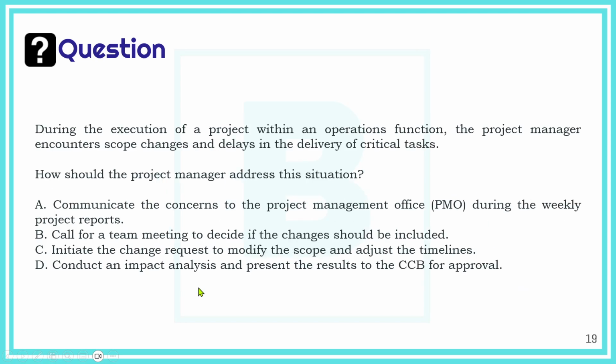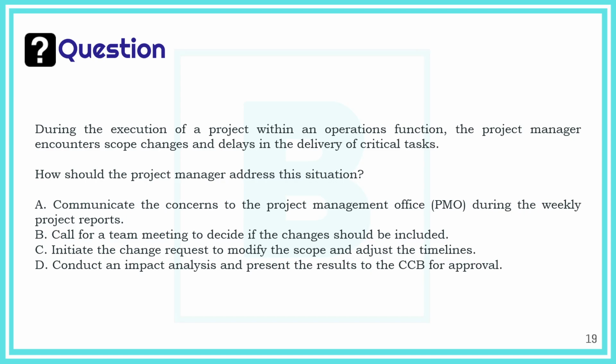And the last question we picked for you, from session 2: during the execution of a project within an operations function, the project manager encounters scope changes and delays in the delivery of critical tasks. How should the project manager address this situation? Communicate the concerns to the project management office during the weekly project reports. Call for a team meeting to decide if the changes should be included. Initiate the change request to modify the scope and adjust the timelines. Or conduct an impact analysis and present the results to the CCB for approval.